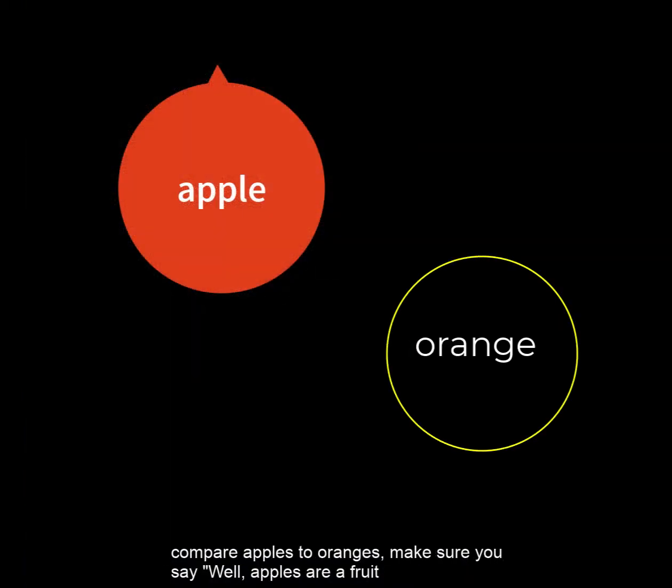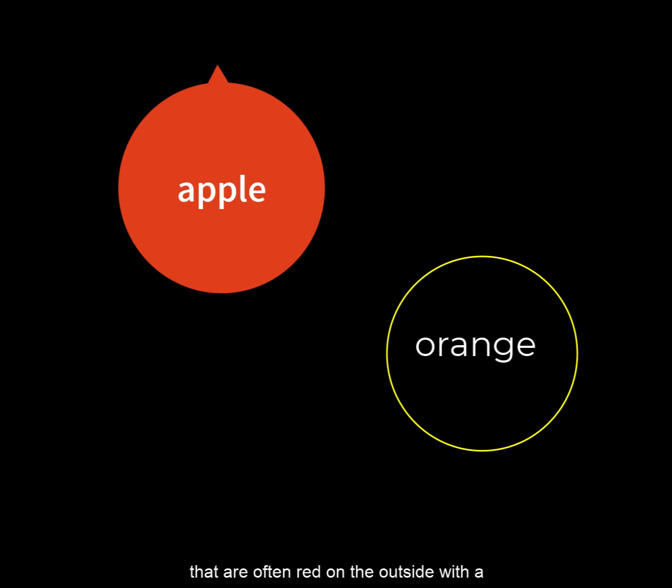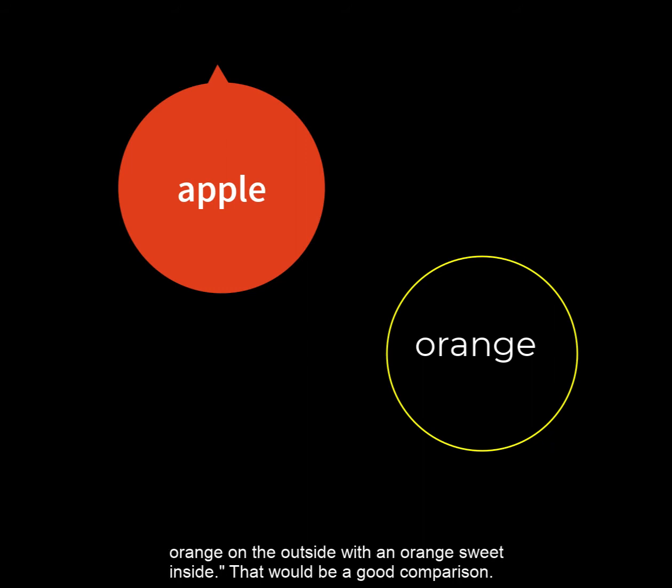So if I say compare apples to oranges, make sure that you say, well, apples are a fruit that are often red on the outside with a white sweet inside, whereas oranges are orange on the outside with an orange sweet inside. That would be a good comparison.